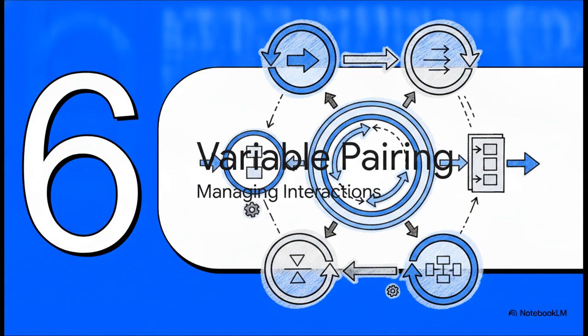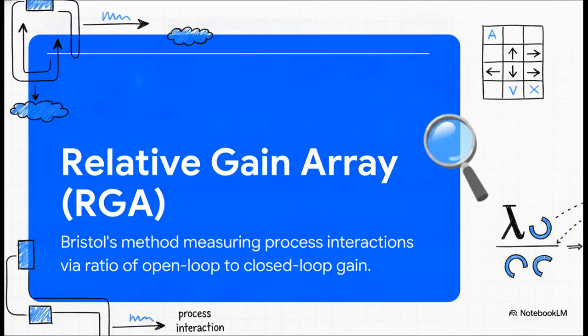Finally, Part 6. Pairing variables and managing interactions. So what happens when you put multiple loops into a single multi-input, multi-output process? I mean, when a set point change in one loop accidentally causes the controlled variable in another loop to change, you've got process interaction. It's like a giant puzzle. If you pair the wrong variables together, your entire plant can become completely unstable. To solve this, engineers use something called the relative gain array, or RGA. Developed by Bristol, the RGA is basically the ultimate matrix tool used to measure process interactions.